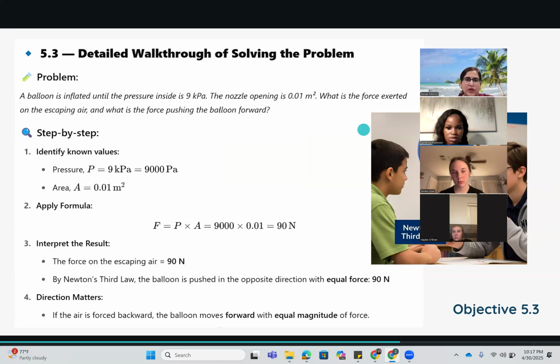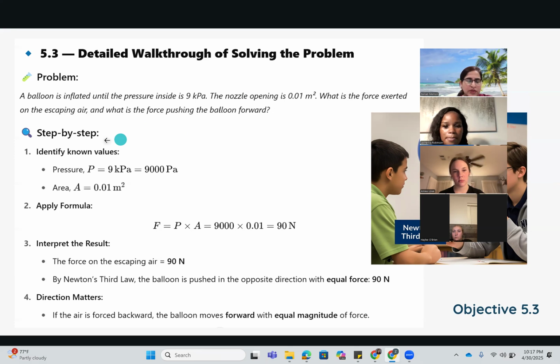Okay. How can we apply this understanding to different problems? We chose this problem. The balloon is inflated until the pressure inside is 9 kilopascals. The nozzle opening is 0.0100 meters squared. What is the force exerted on the escaping air, and what is the force pushing the balloon forward?